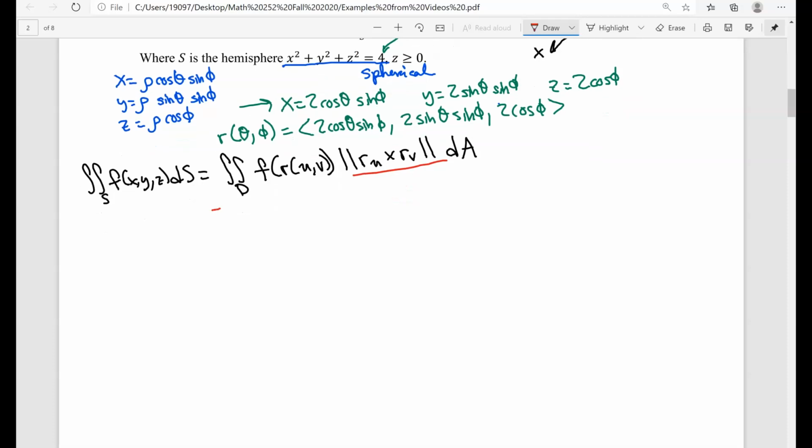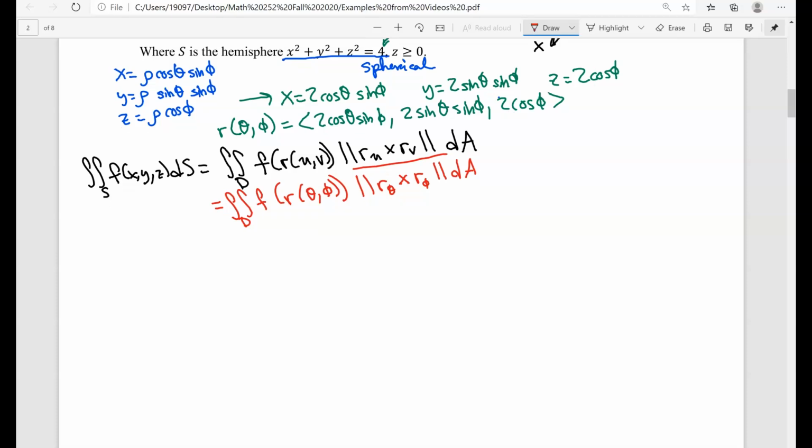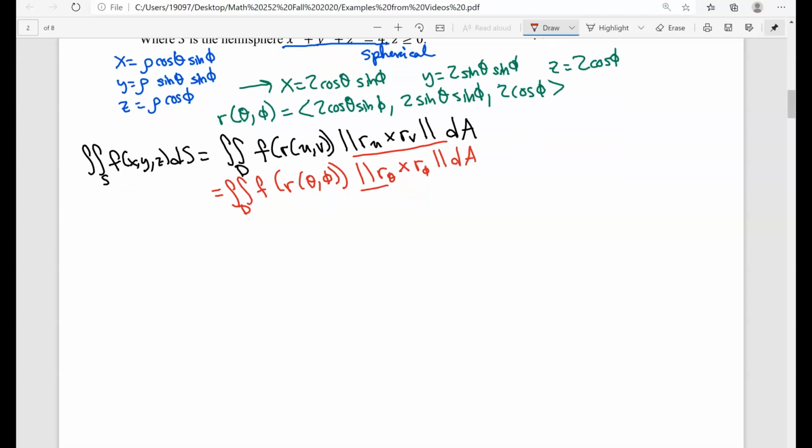Let me write it in the form that I have it now, because I don't have u and v. I have theta and phi. So the magnitude of the partial derivative with respect to theta crossed with the partial derivative with respect to phi. So many letters. dA. So I'm going to try to find that. First, let me look for the cross product. This is not going to be fun. I'm going to tell you that.